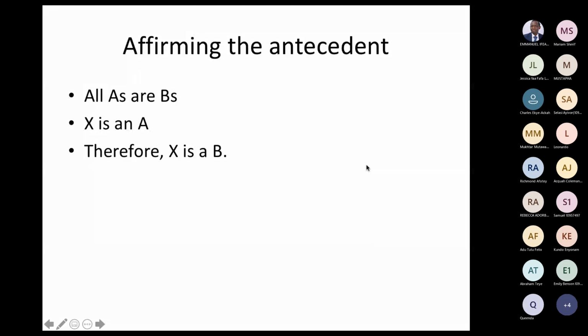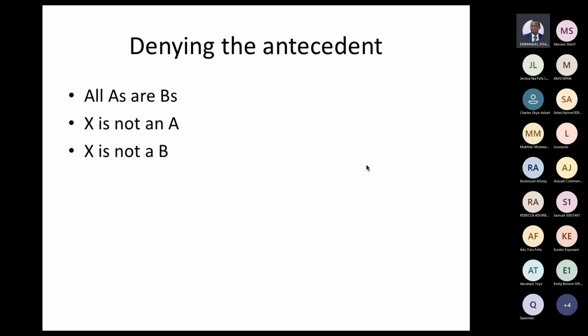Now let's look at an example of affirming the antecedent. This is an argument. All A's are B's. X is an A, therefore X is a B. Now, X is an A affirms the antecedent. Because of that, we will say that the whole argument affirms the antecedent. It is an argument that affirms the antecedent in order to reach its conclusion.